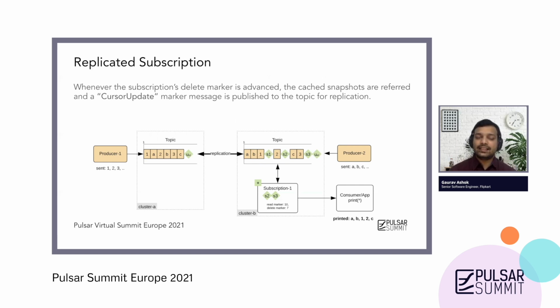So when the subscription's delete marker is advanced, let's say that in this example the delete marker just became 7, right? Then what the subscription will do is refer to the cached snapshots, and it will find the snapshot which is just below your delete marker. And it will use that snapshot to map your offset to the remote cluster. So in this case, S2, which was on position 6, can be used to map your delete marker 7 to marker 4 in cluster A, right?